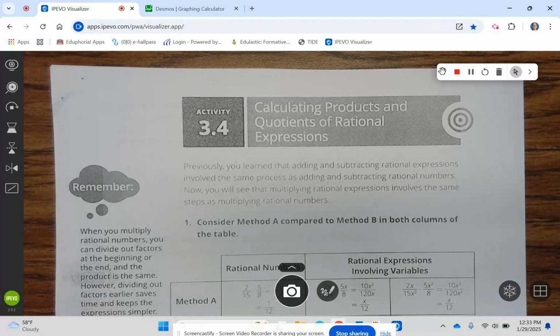Okay, so we're going at 3.4, calculating products and quotients of rational expressions. Previously, you learned that adding and subtracting rational expressions involve the same process as adding and subtracting rational numbers. Now you will see that multiplying rational expressions involve the same steps as multiplying rational numbers.